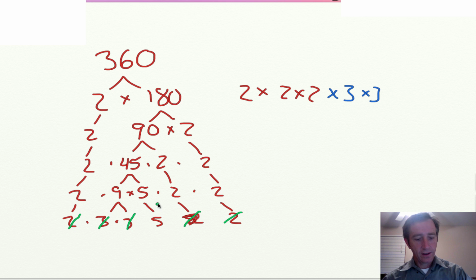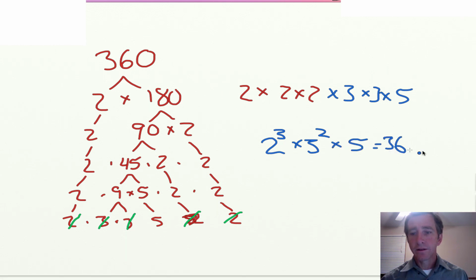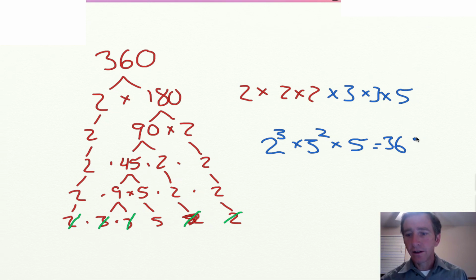And then finally times 5. Final answer. What we're going to do is group these multiplied 2's using an exponent. 2 to the third means 2 times 2 times 2. And then 3 to the second means 3 times 3 times 5 equals 360. This is our number factored down.